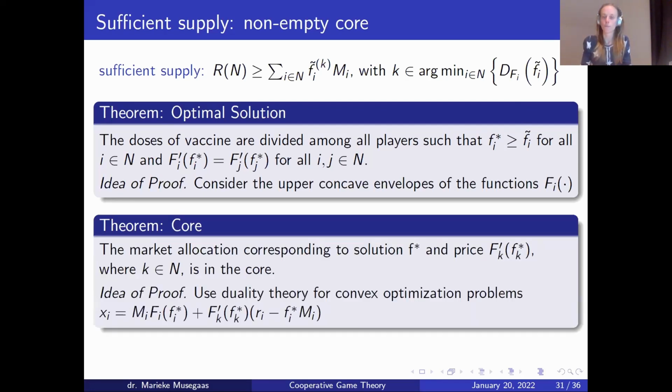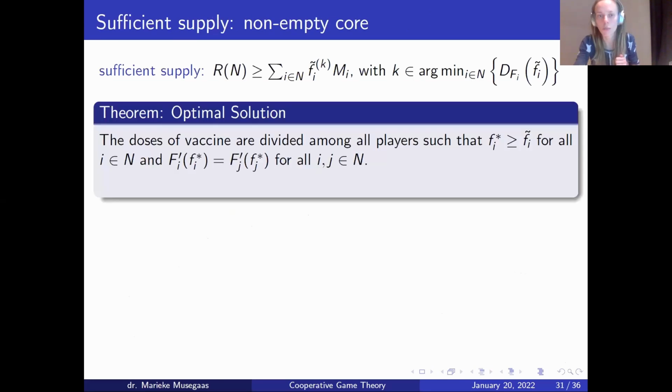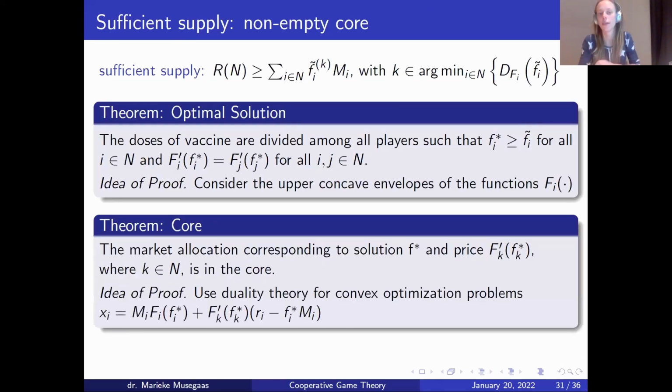Then we know the optimal solution. How should we pay the countries for the vaccines? What should the market price be? It is exactly this slope again. So in the end solution, you filled the Netherlands maybe up to here and Germany somewhere over here with the same slope. And this slope is going to be the market price. And if you use this market price, then the market allocation is in the core.